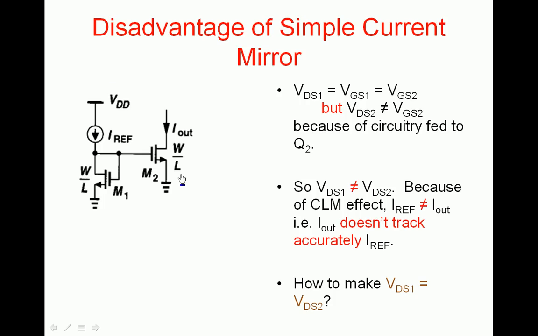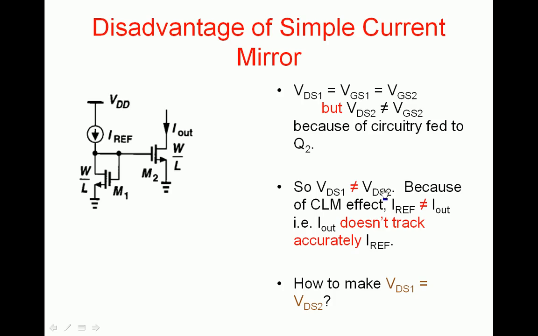This is a simple current mirror circuit where M2 and M1 are identical transistors, so that Iout is equal to I reference. From this circuit diagram, VDS1, that is drain to source of M1, is equal to VGS1, because gate and drain are shorted. So VGS1 is equal to VDS1, and that is the same as VGS2 of the M2 transistor. But VDS2 is not equal to VGS2. Drain to source of the output transistor is not equal to gate to source of the transistor, because the circuitry fed across this output is going to influence the output voltage. So we cannot say VDS2 is equal to VGS2.